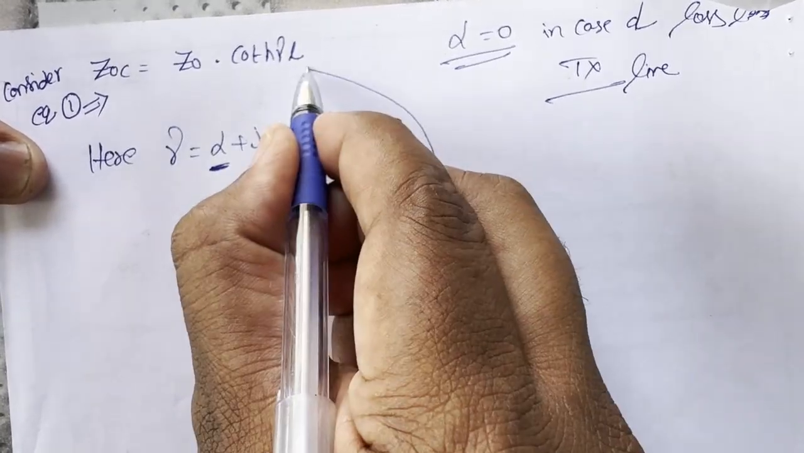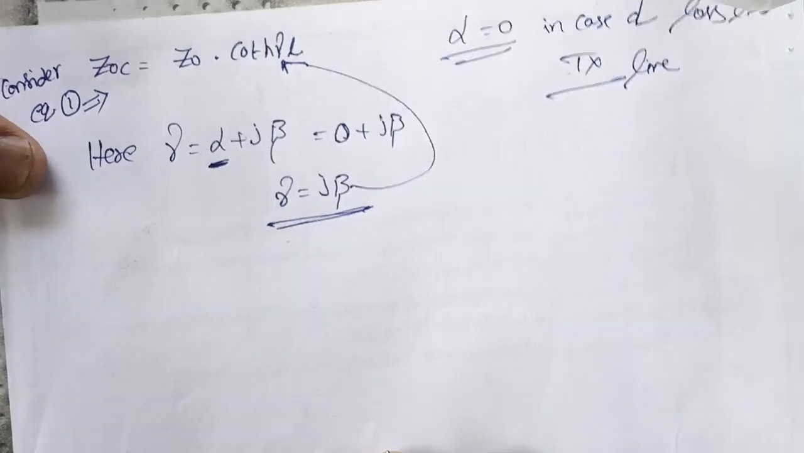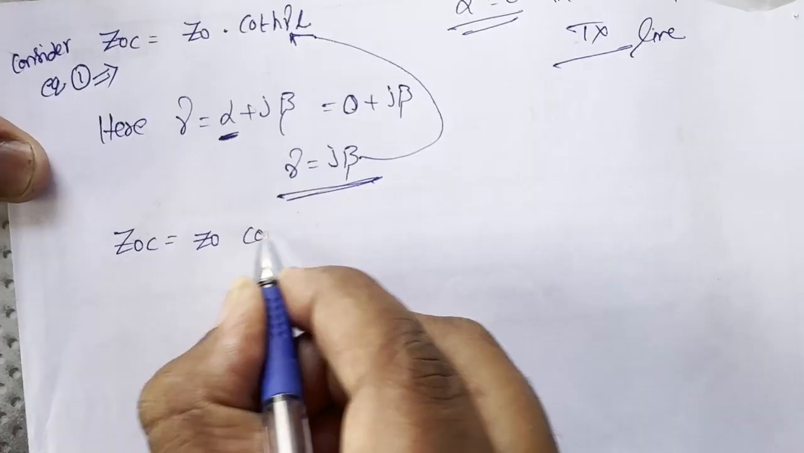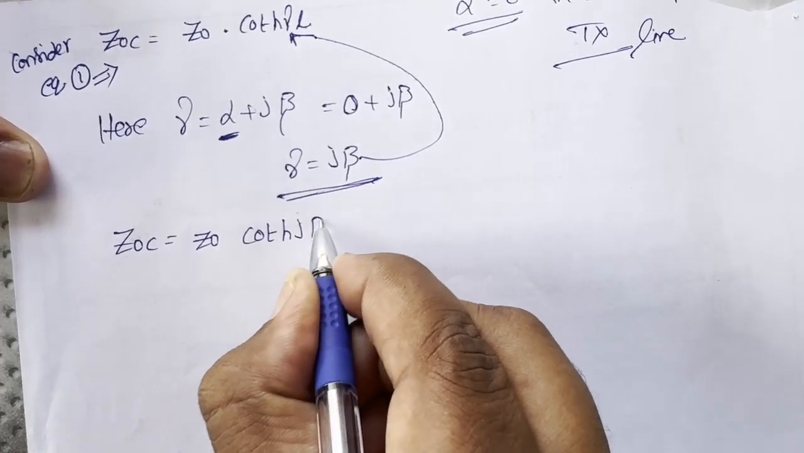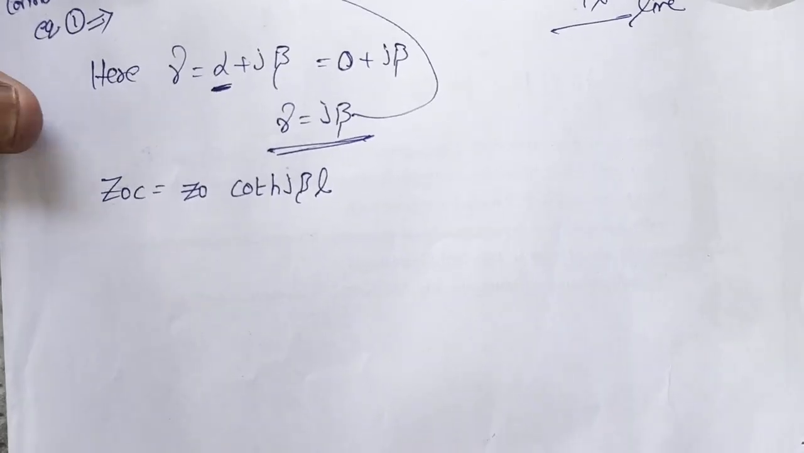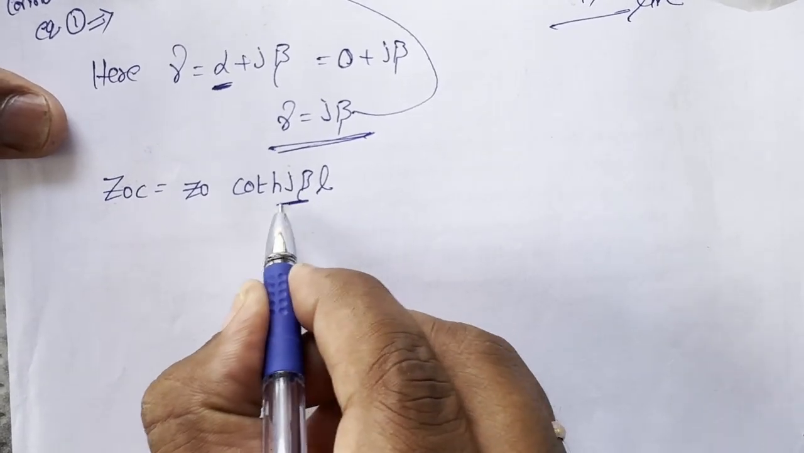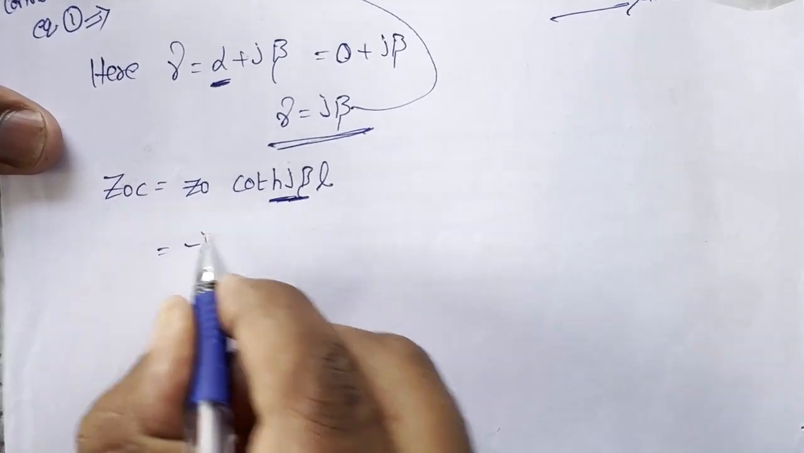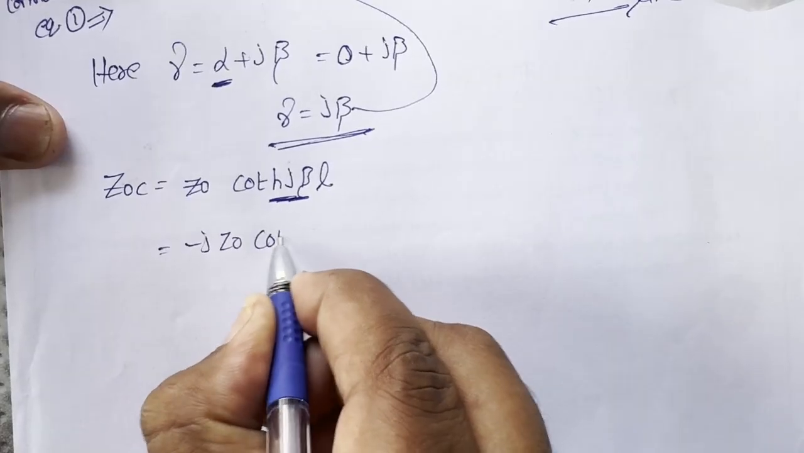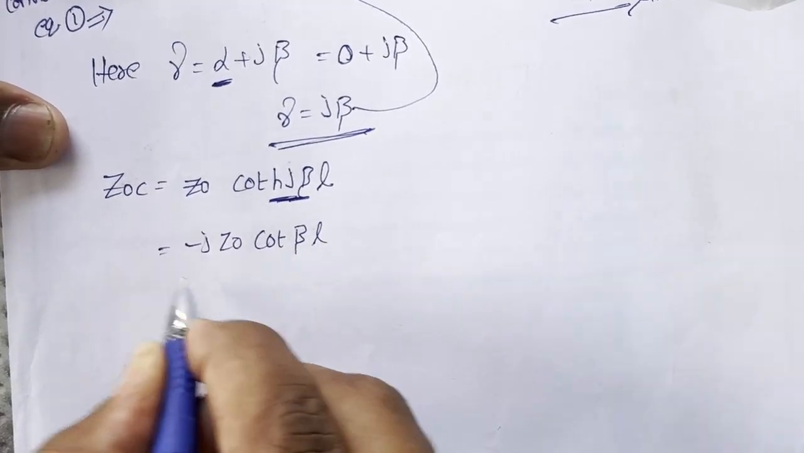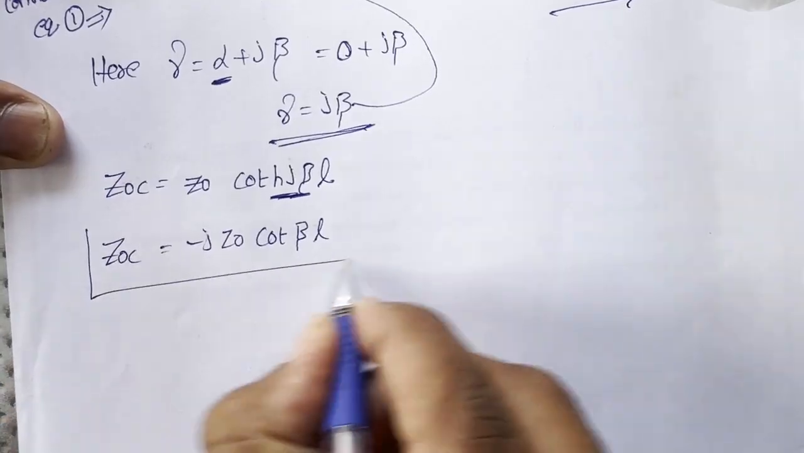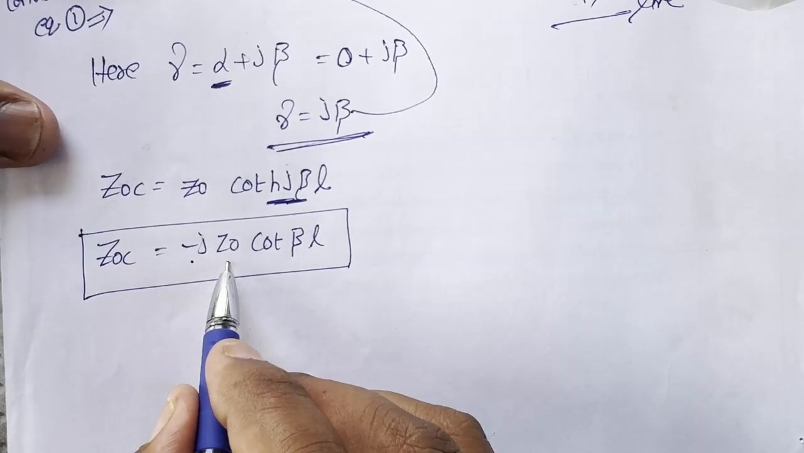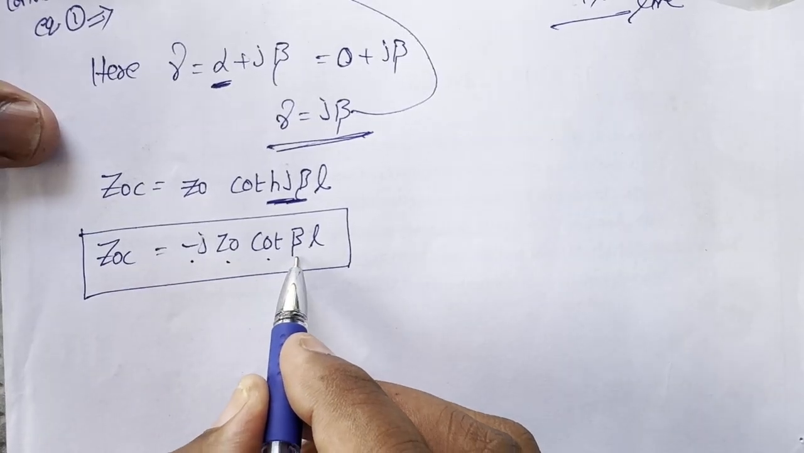Substitute this value here. Then ZOC equals Z0 coth of gamma L, and gamma L is nothing but j beta L. Now I am eliminating this hyperbolic term. By eliminating that, we'll get j Z0 cot beta L. It is ZOC, the expression for ZOC to get the plots. ZOC equals minus j Z0 cot beta L.